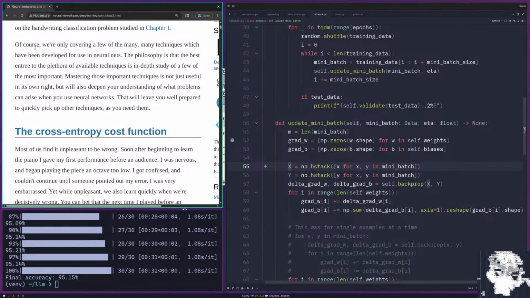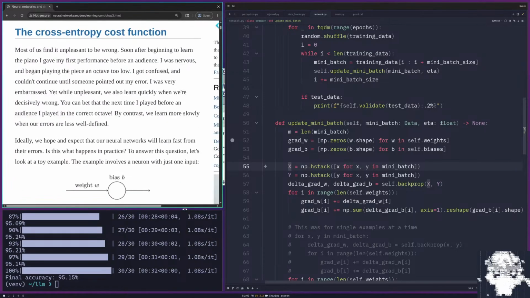Of course, we're only covering a few of the many techniques which have been developed for use in neural nets. The philosophy is that the best entree to the plethora of available techniques is in-depth study of a few of the most important. Mastering those important techniques is not just useful in its own right, but will also deepen your understanding of what problems can arise when you use neural networks. That will leave you well prepared to quickly pick up other techniques as you need them.